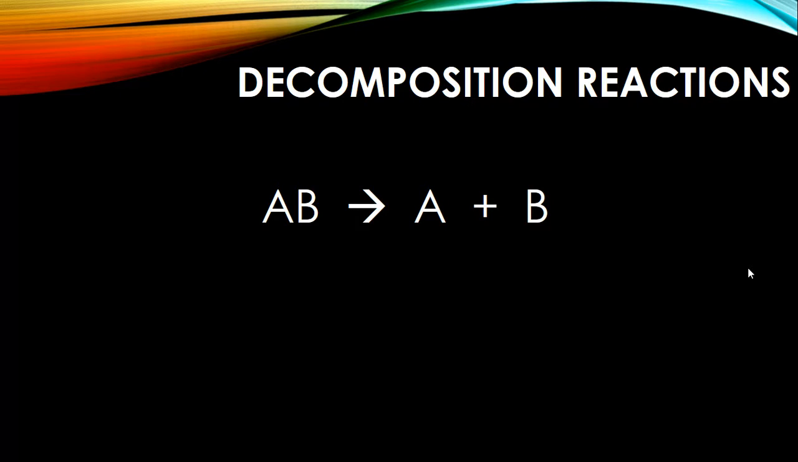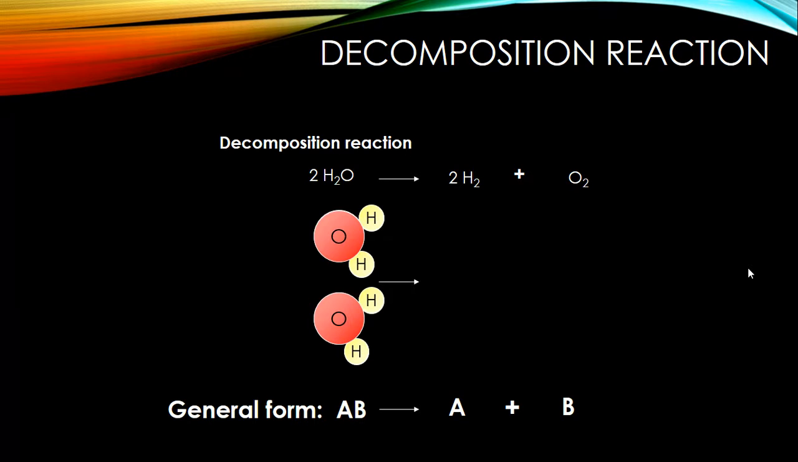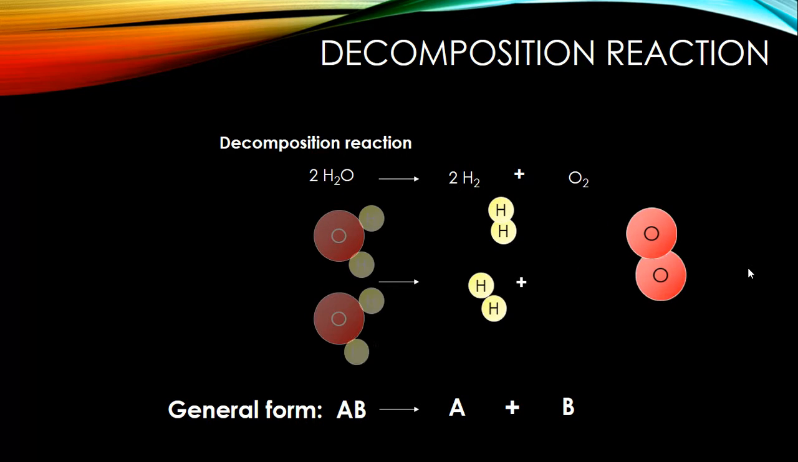The next type, decomposition reactions, is AB yields A plus B. Just like you would say decompose, right? You start with one thing and it breaks down into multiple things. If you have water splitting up into H and O, this is actually a way that we get energy. They're trying to figure out how to make it more efficient. And its general form is AB yields A plus B.